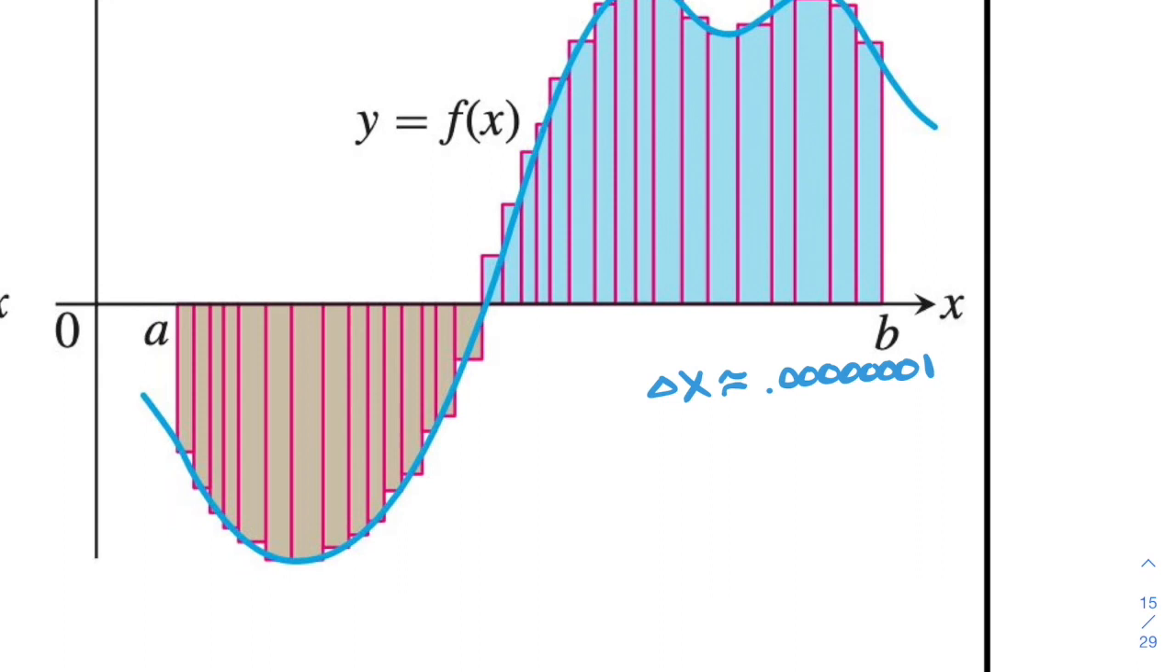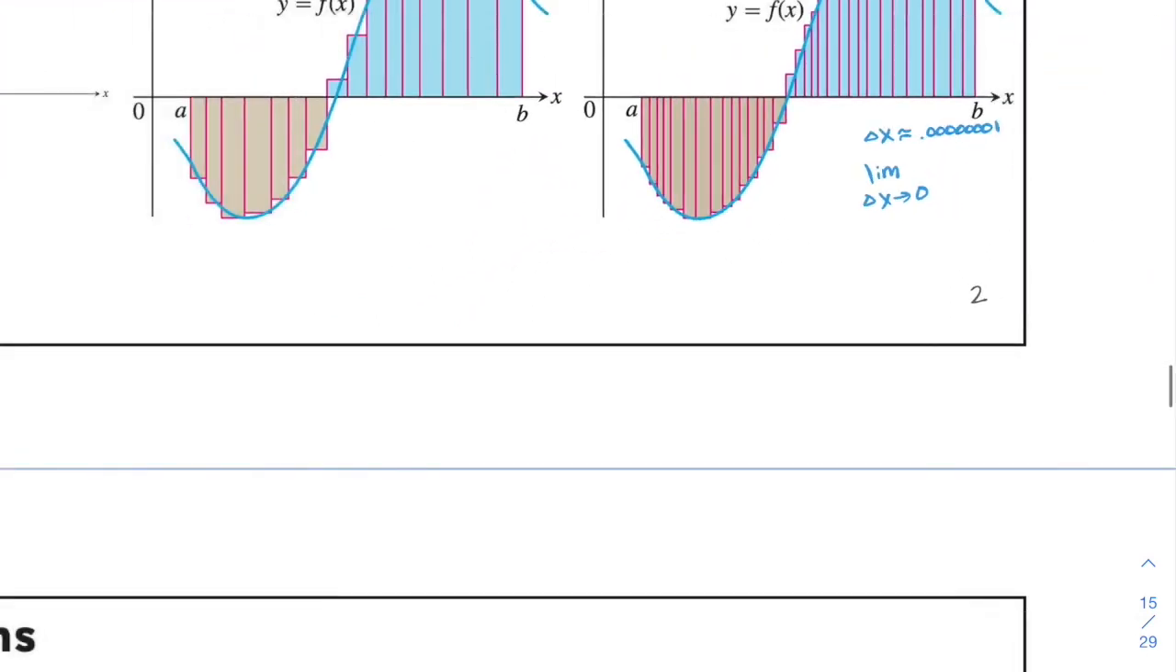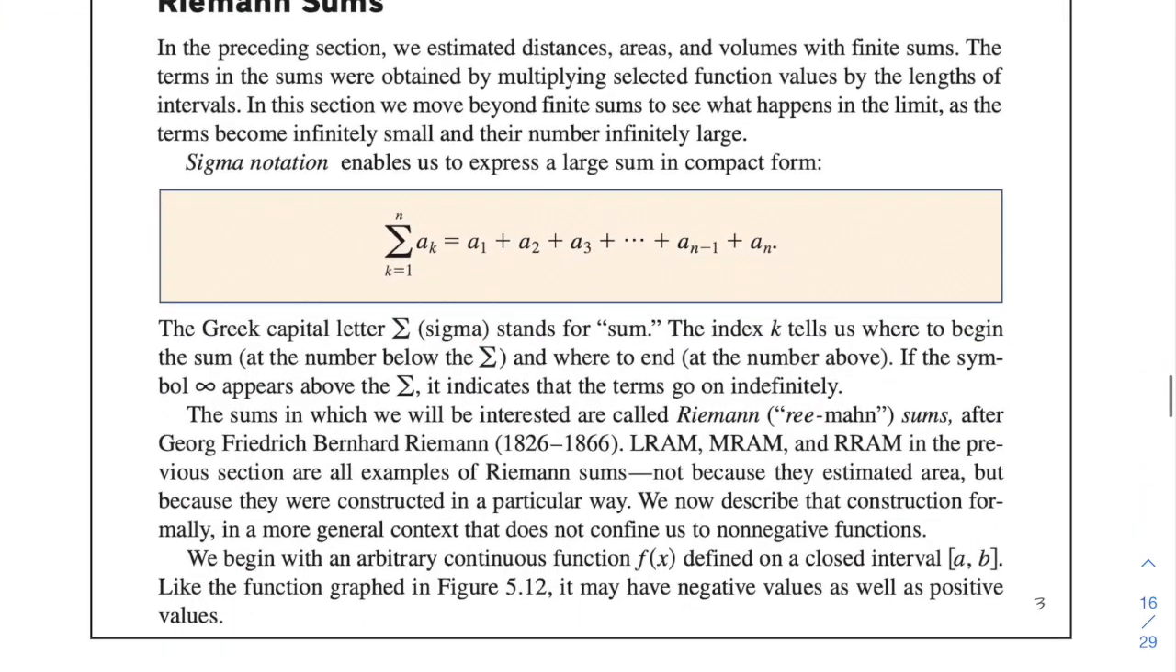So what we're going to do is we're going to call this limiting delta x to 0. Okay, so that's the goal, is to really get delta x, the idea of how wide a rectangle is, down to a width of nothing. Okay, so that brings me on to here.